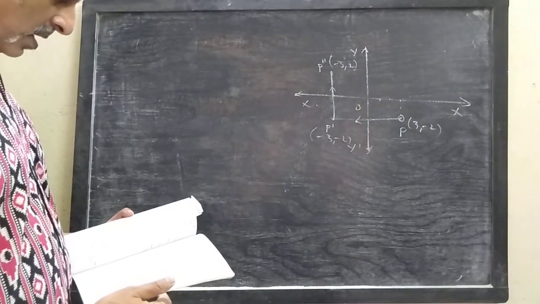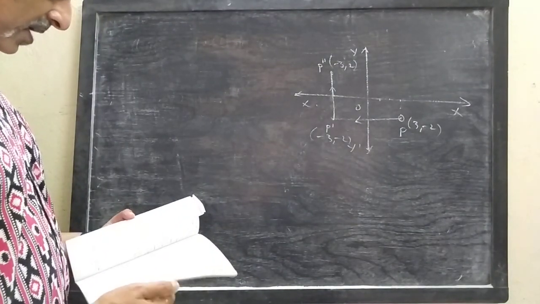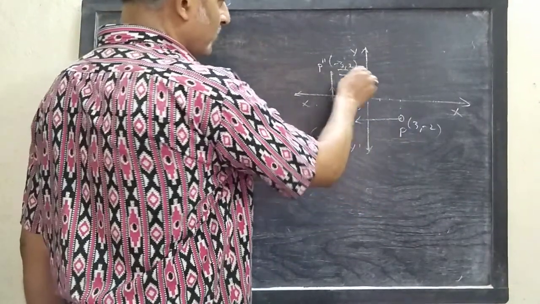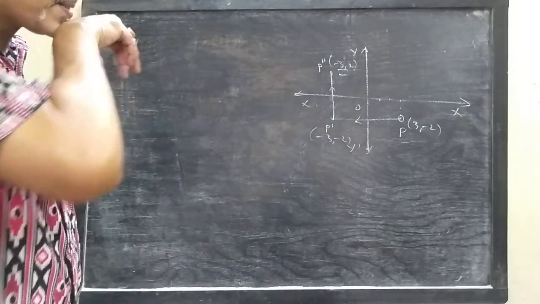Minus 3, 2. And the next question, reflected in the origin. Look, if this point is reflected in the origin, we get the same point (minus 3, 2), because abscissa and ordinate both are changed.